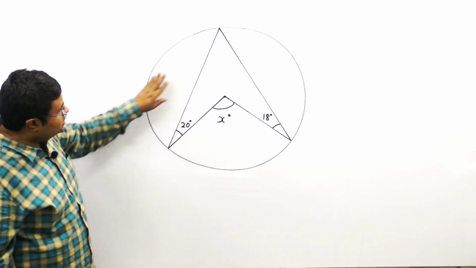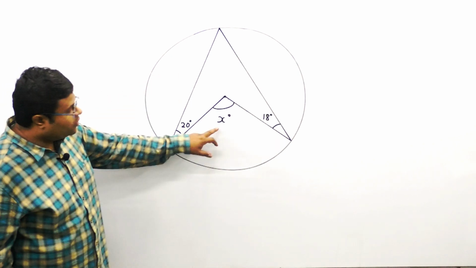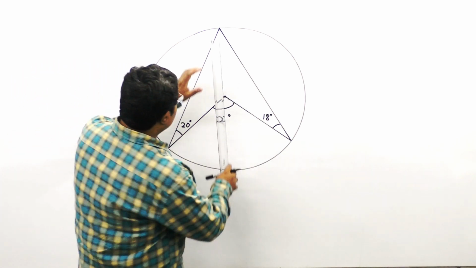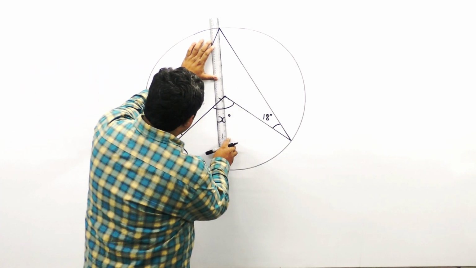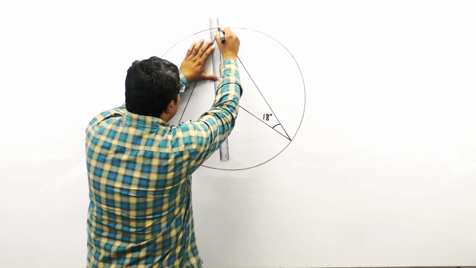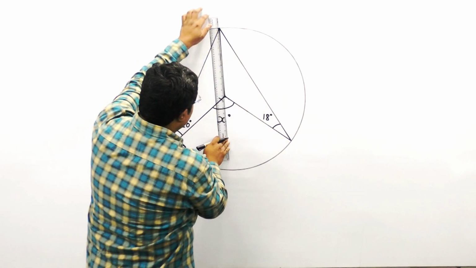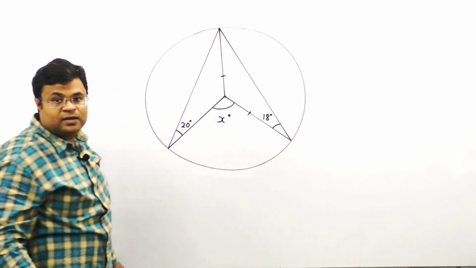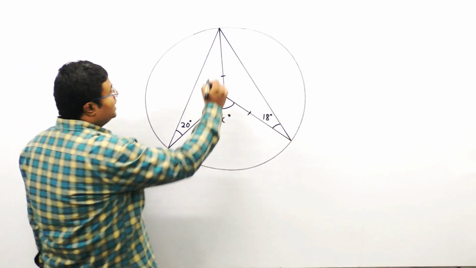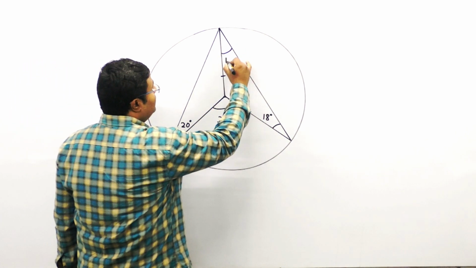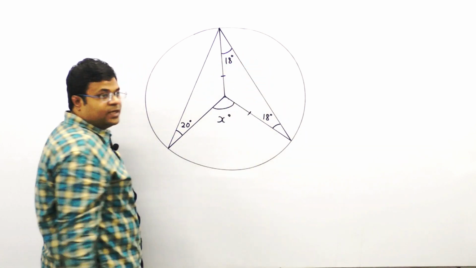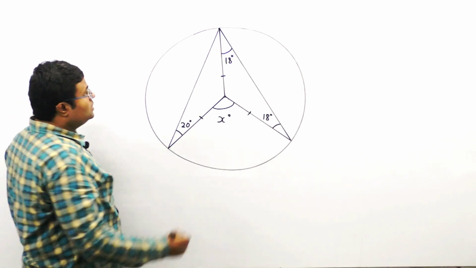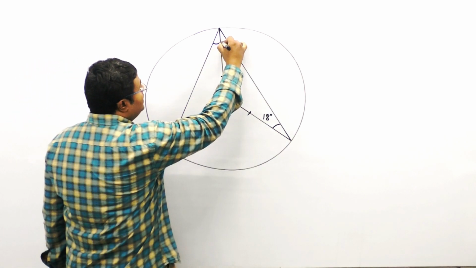Let's discuss this question. What we want to do is find the value of x. To get the value of x, we just join these points. Which type of triangle is this? Isosceles triangle. So this angle will be 18 degrees. This is also an isosceles triangle. So what will this angle be?